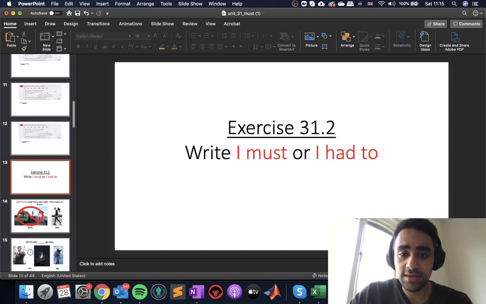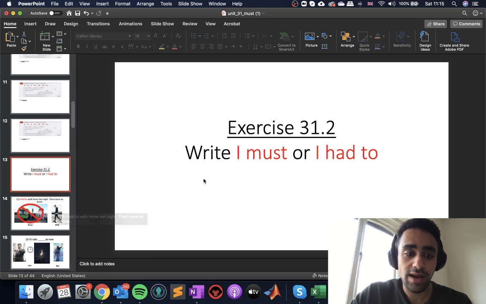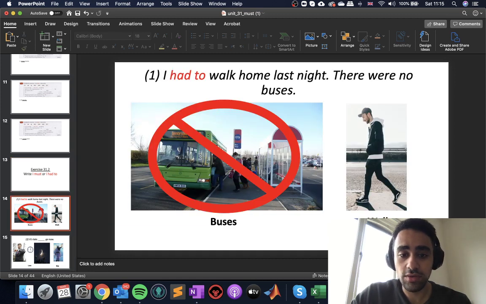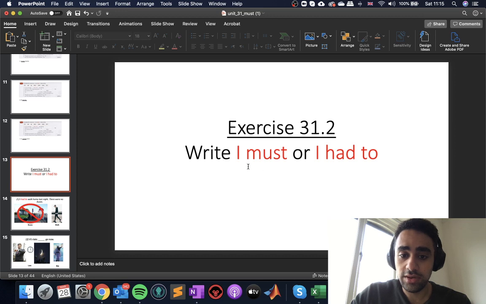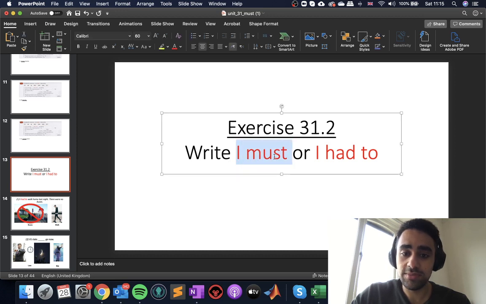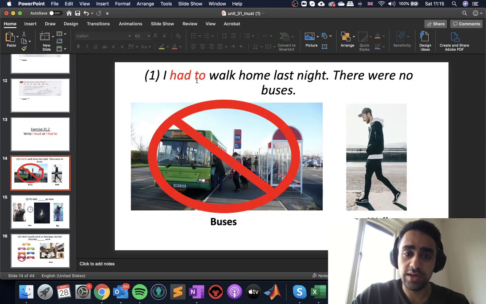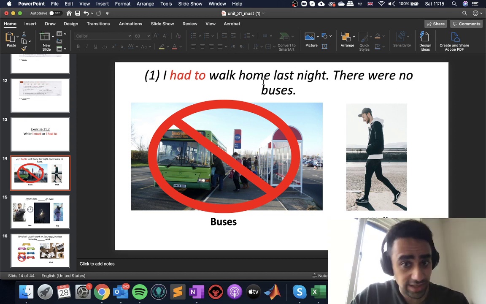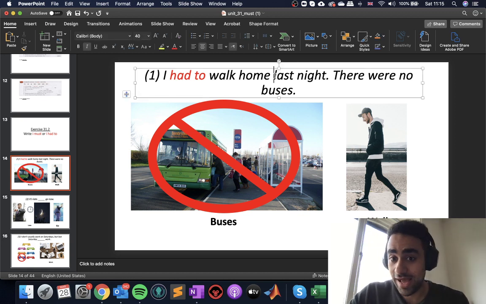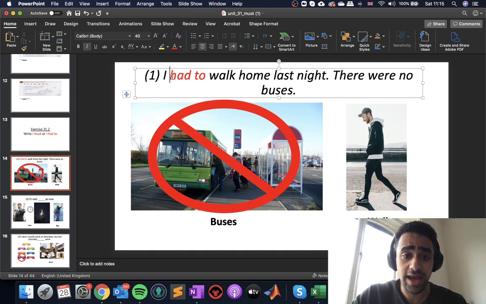Okay, exercise 31.2. We are using I must or I had to. So in this case, I must will always be in the present or future. I had to will be in the past. So we look at the sentence and we see which one it is. First one, I had to walk home last night. There were no buses. So the key words that tell us what to use are last night and there were. So that tells us the sentence is in the past, and then we have to use I had to.